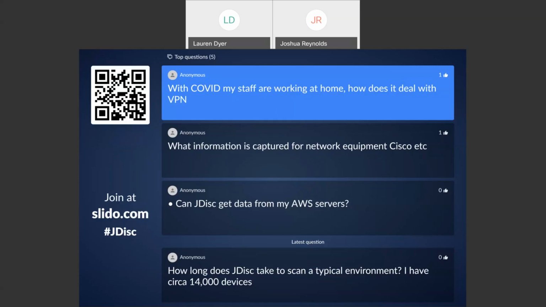For customers that have work from home staff, even before COVID, when we were asked to inventory them for asset management projects, we'll sometimes create an exception, or you might even create a service account that's only active during certain times of day. So there are definitely lots of different methods to solve that. But to answer the high level question, if you're on VPN and you're connected to your network the way you would normally be if you were physically in the office, JDisc can collect information from you just as though you were working in your own cubicle or your own office.